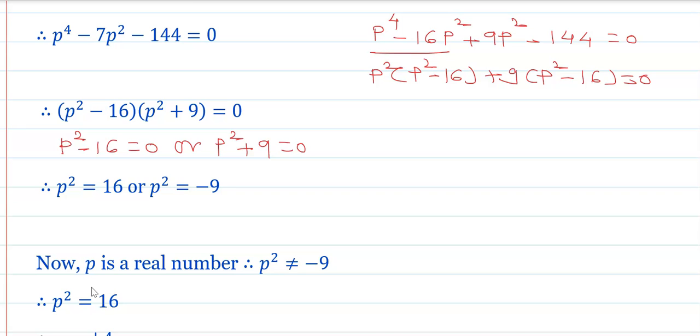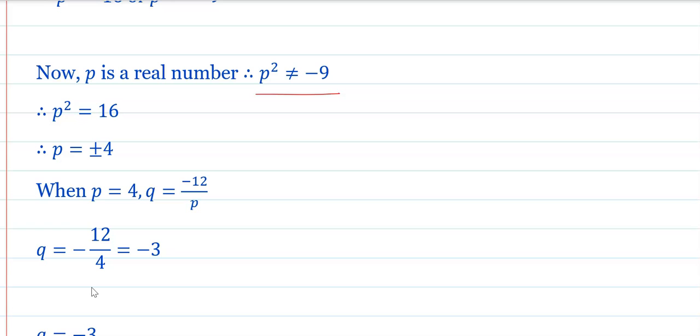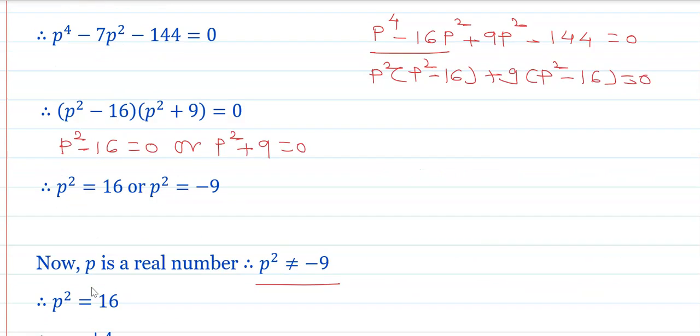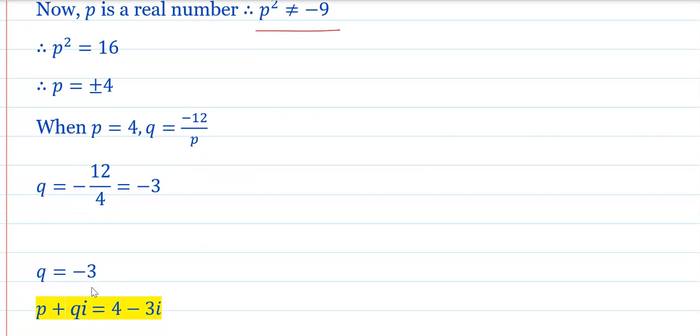P is real, and hence the square of any real number is always positive. Therefore p squared equals minus 9 is not possible. Then what is possible? p squared equals 16. Taking the square root, we get p equals plus or minus 4. When p equals 4, what about the q? q is minus 12 upon p. Substitute the value. The value of p is 4, so q is minus 12 upon 4. You will get q equals minus 3.